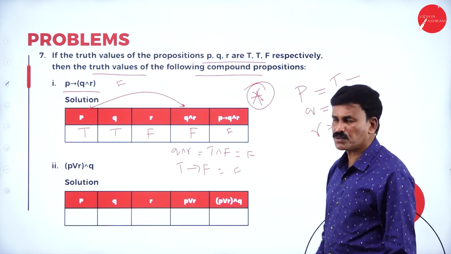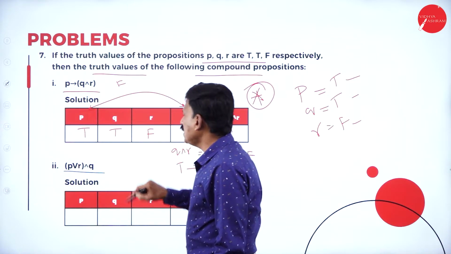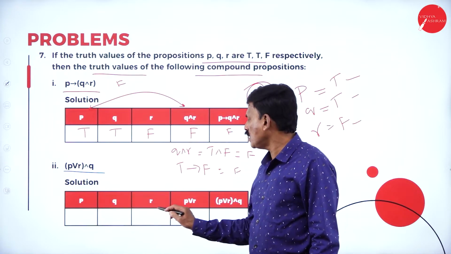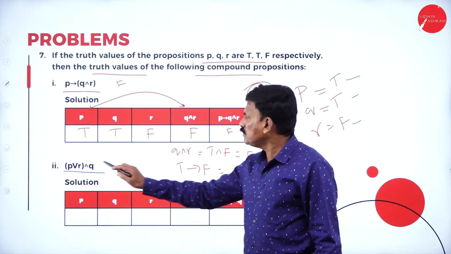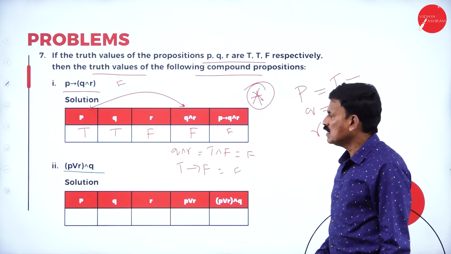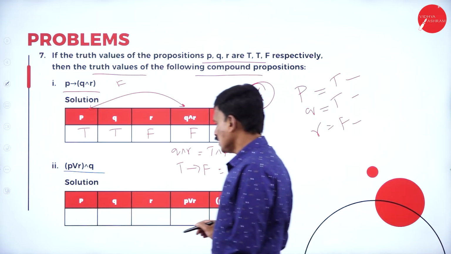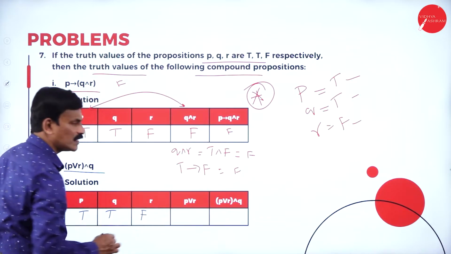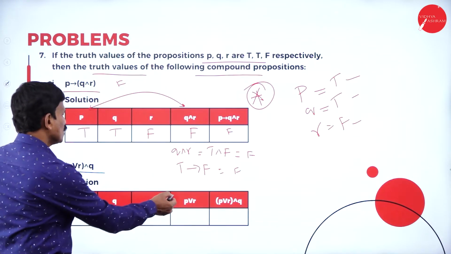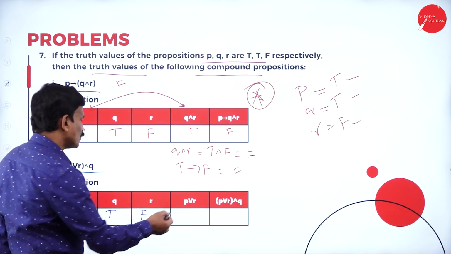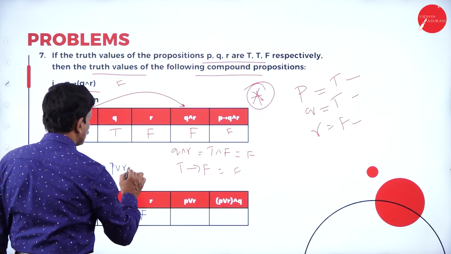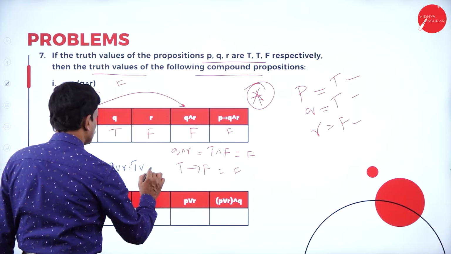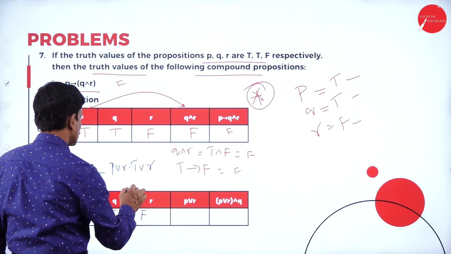Next, let us come to the second problem. Now, what is given in the second one? P disjunction R, conjunction Q. Same, right? P, Q, R, then P disjunction R, then the conjunction with Q. The truth values for P, Q, R given are T, T and F. Now, P disjunction R: P is true, disjunction R.